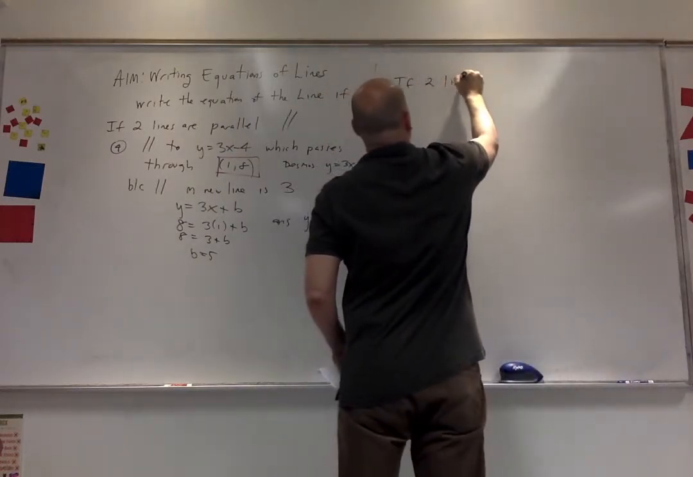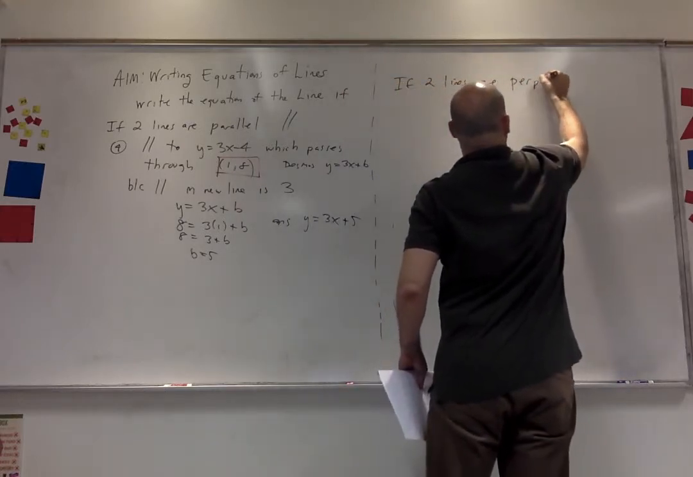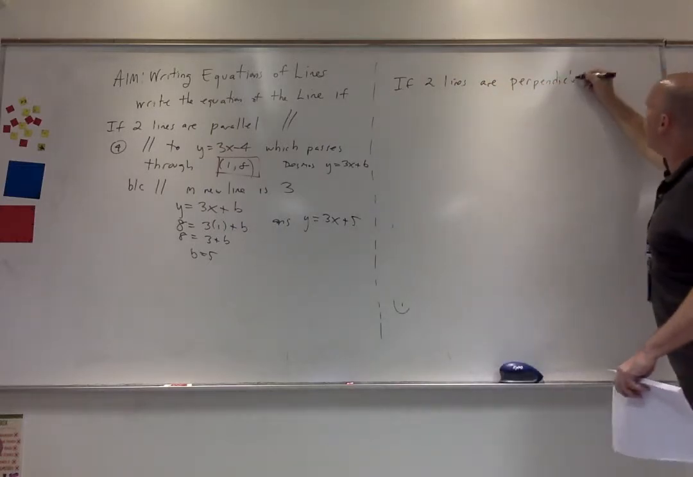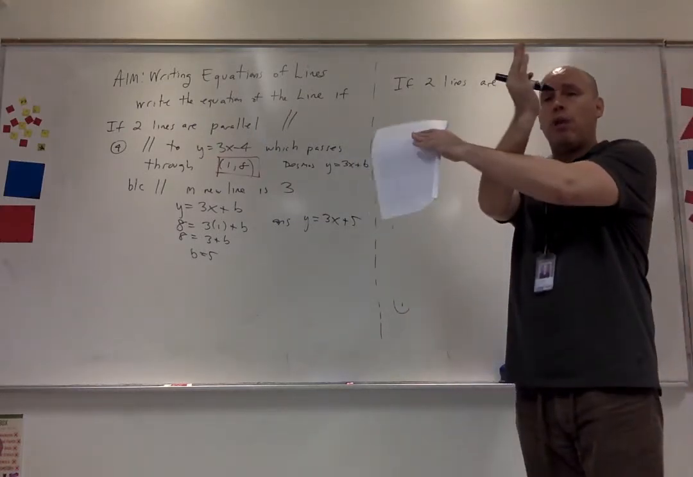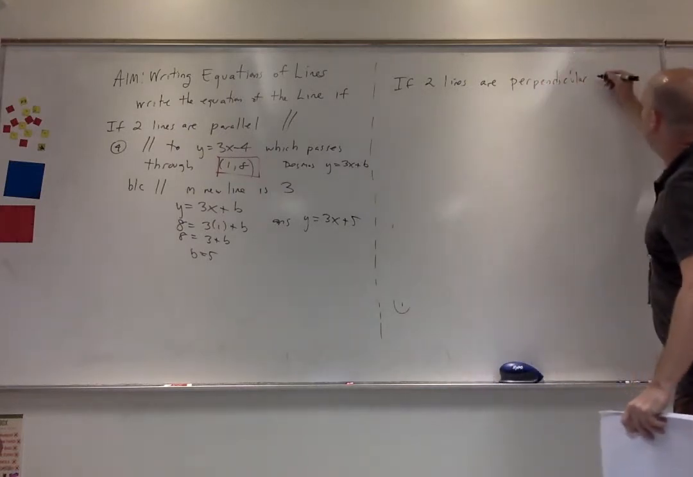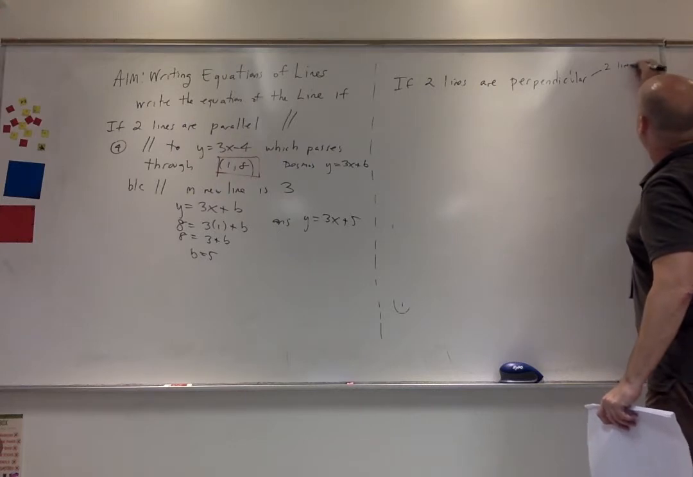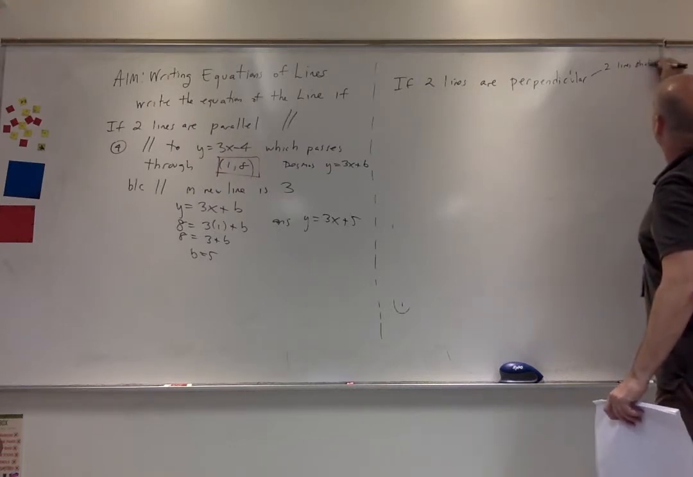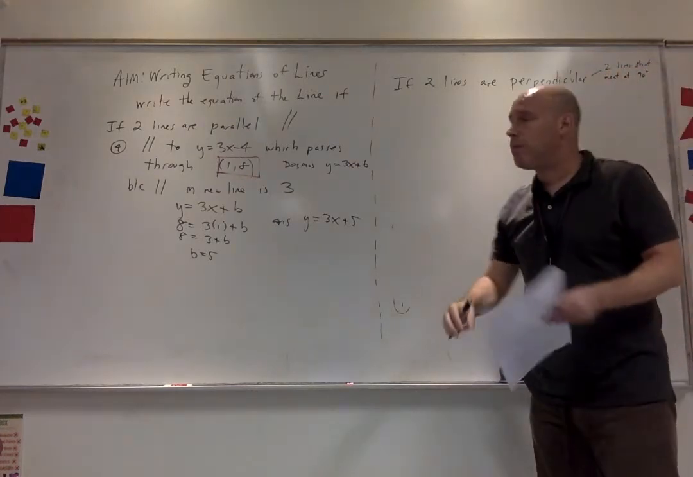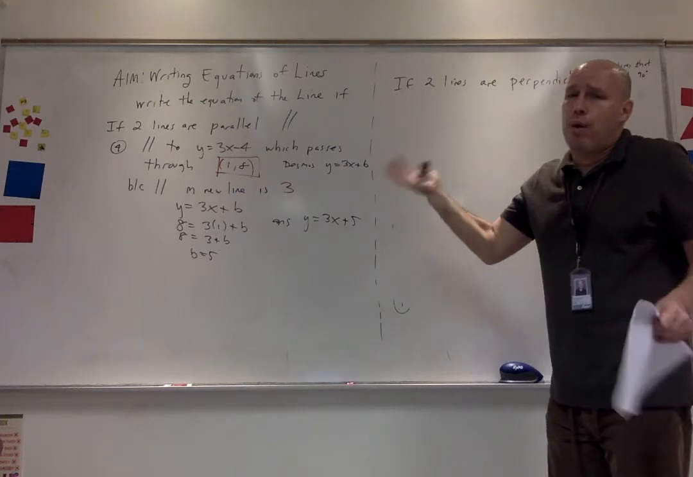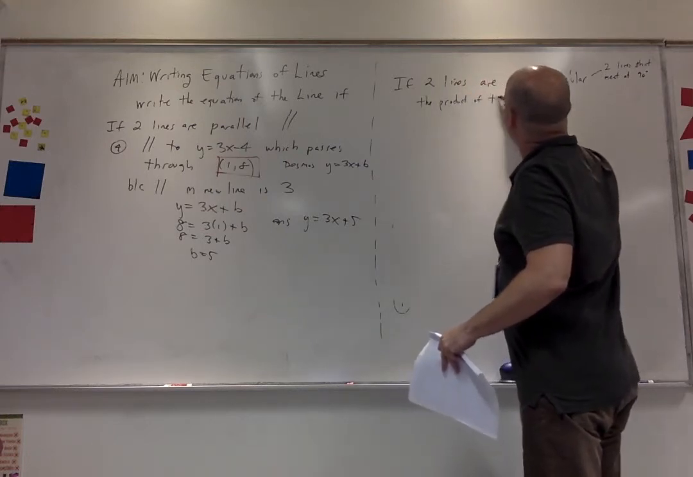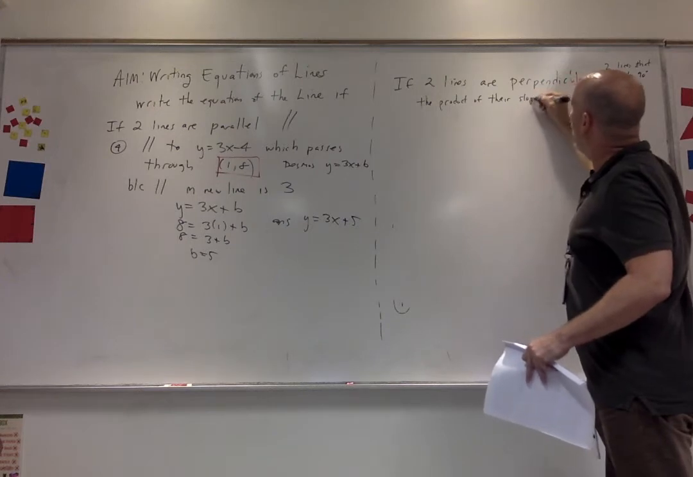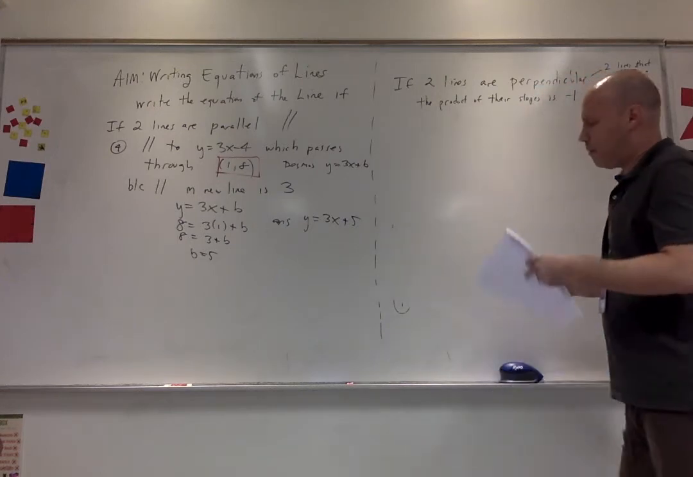What does perpendicular mean? Who recalls that from last year? Yes, it's two lines that meet at 90 degrees, or two lines that create right angles. Well, we're dealing with the algebra, the arithmetic. So if two lines are perpendicular, the product of their slopes is negative one.